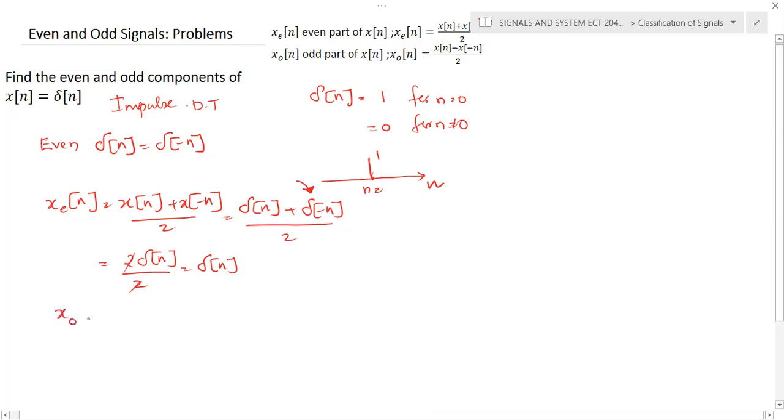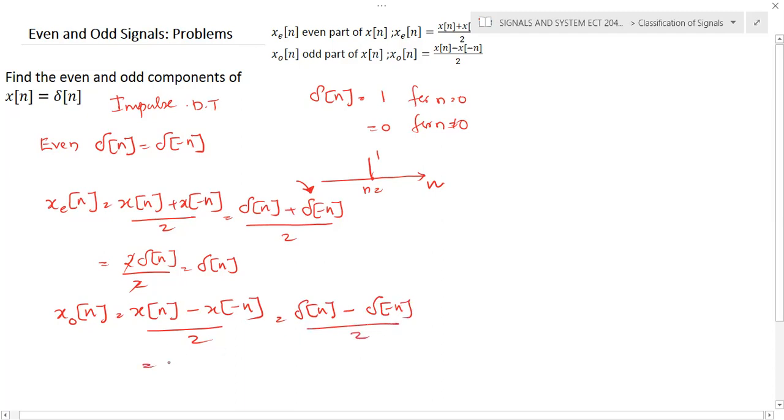Now we can write the odd component of x of n, which is equal to x of n minus x of minus n by 2. And here it is del of n minus del of minus n whole divided by 2. So this del of minus n can be written as del of n. So del of n minus del of n, because del of n is an even signal. So del of minus n is equal to del of n. So you'll get 0. So the even component is del of n and the odd component is 0.